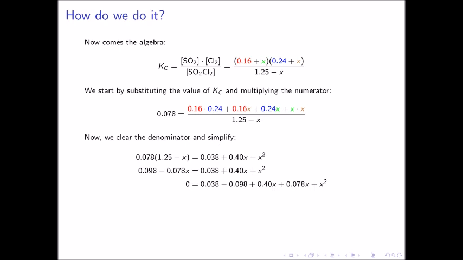Now we can move everything over to the right-hand side, giving us 0.038 minus 0.098 plus 0.40x plus 0.078x plus x squared. Combining like terms, we simplify the right-hand side to negative 0.060 plus 0.48x plus x squared. Finally, we can move everything over to the left-hand side to put our polynomial into standard form.